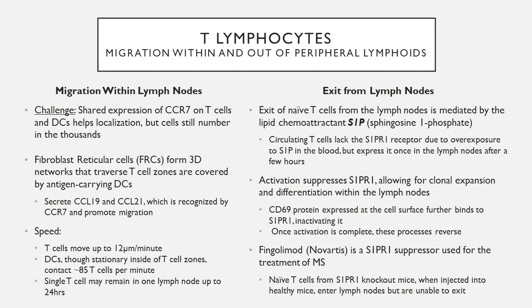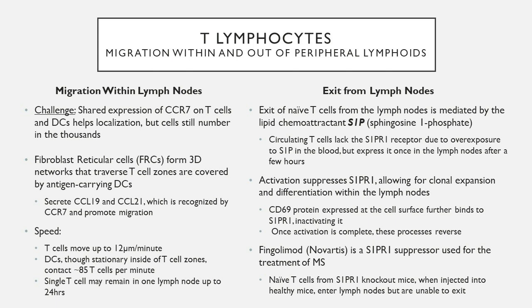Now, the exit, and actually indirectly the entrance, of naive T cells into and out of lymph nodes is mediated by a lipid chemoattractant, S1P. Okay, S1P is abundant in the blood in circulation and lacking in lymph nodes. So cells within circulation, due to overexposure to S1P, start suppressing their S1PR1 receptor. Okay, and S1P helps cells migrate towards a concentration gradient of S1P. So once they lack that receptor due to overexposure, they're kind of tired of it. That allows them to leave circulation and enter the lymph nodes due to the chemokines that we just learned about previously.